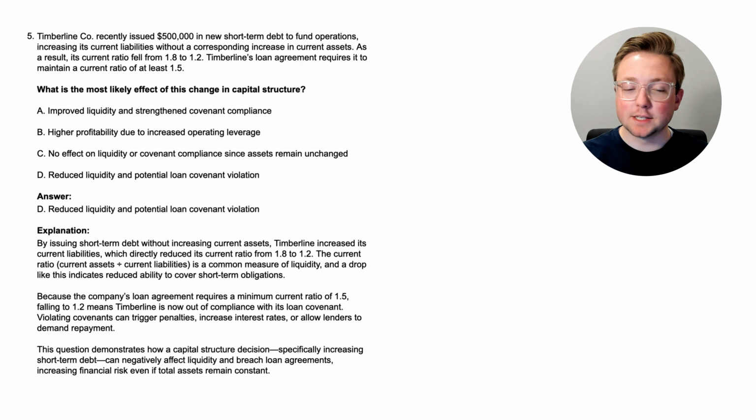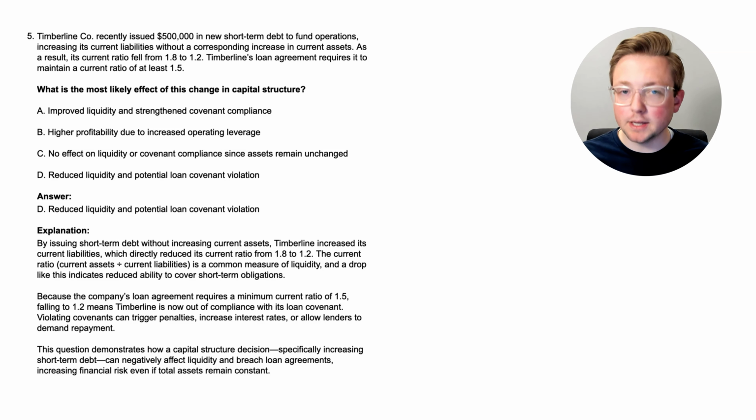All right, here we are. The answer is D, reduced liquidity and potential loan covenant violation. So that's what's happening here. By issuing short-term debt without increasing current assets, which again, typically that doesn't happen, but we're going to assume that was possible in this case, Timberline increased its current liabilities, which directly reduced its current ratio from 1.8 to 1.2. The current ratio, current assets divided by current liabilities, is a common measure of liquidity, and a drop like this indicates reduced ability to cover short-term obligations.